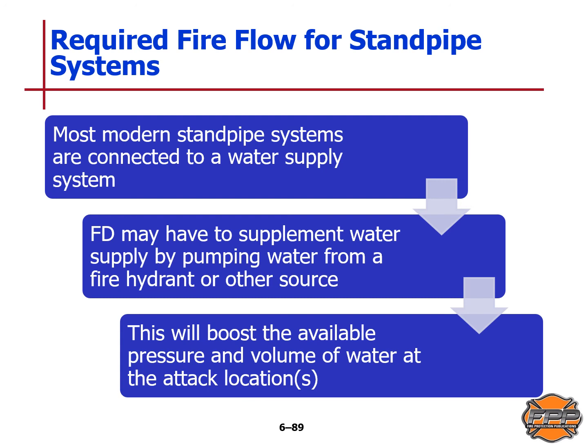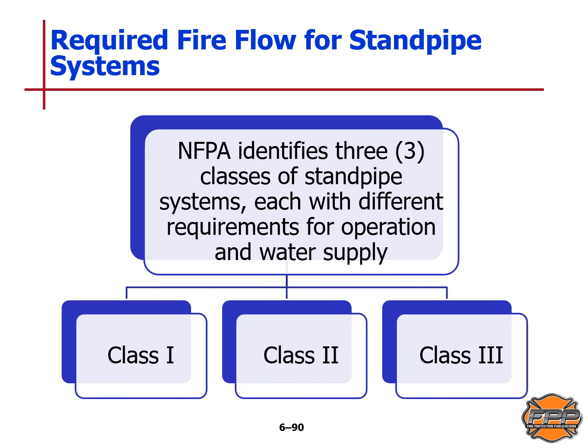If you have to boost it with pumping or a fire hydrant or some other source, this will boost available pressure and volume of the water at the attack location or locations. The NFPA identifies 3 classes of standpipe systems, each with different requirements for operation and water supply. You have Class 1, Class 2, and Class 3.